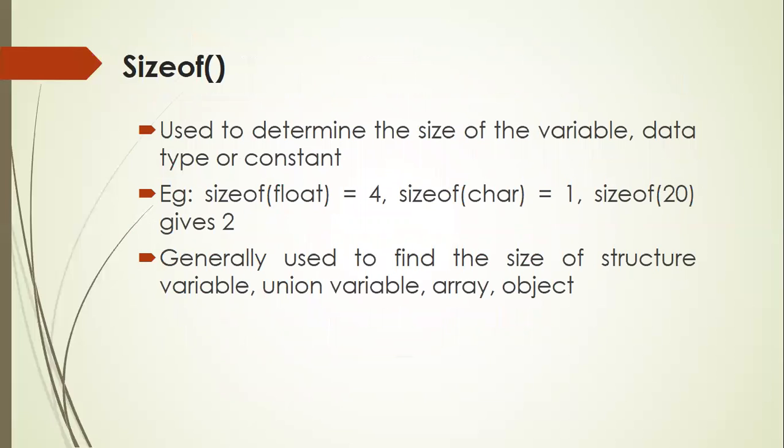The next operator is the sizeof operator. The sizeof operator is used to know the size of a variable in terms of number of bytes, or the size of a data type, or the size of a constant. Example, sizeof float. The sizeof operator in this case takes the argument as a data type. So we know that a float data type takes 4 bytes. sizeof char is equal to 1. sizeof 20. Here the argument is a constant. It's an integer constant, and that also gives you its size.